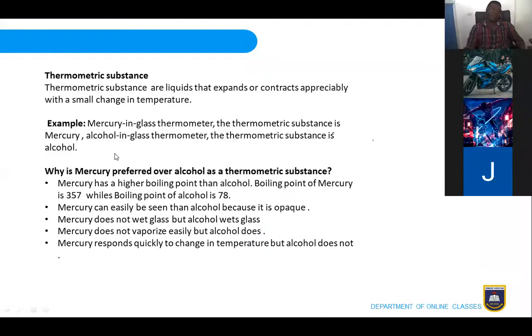Now the third one: mercury does not wet glass, but alcohol wets glass. When we talk about wetting glass, that means clinging to the walls of the glass. When you pour alcohol in a glass and pour it out, you can see that alcohol droplets will be left on the walls of the glass. But if you pour mercury into a container and pour it back, all the mercury will be poured out. It will leave the walls of the glass.